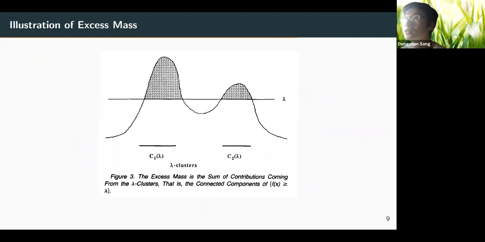I think the function is very difficult to understand, but you can use this figure. We can see here, given a specific lambda level, we have two lambda clusters, C1 and C2. And the excess mass is just the dark area. It means how much your density function exceeds this given lambda level. Next, please.